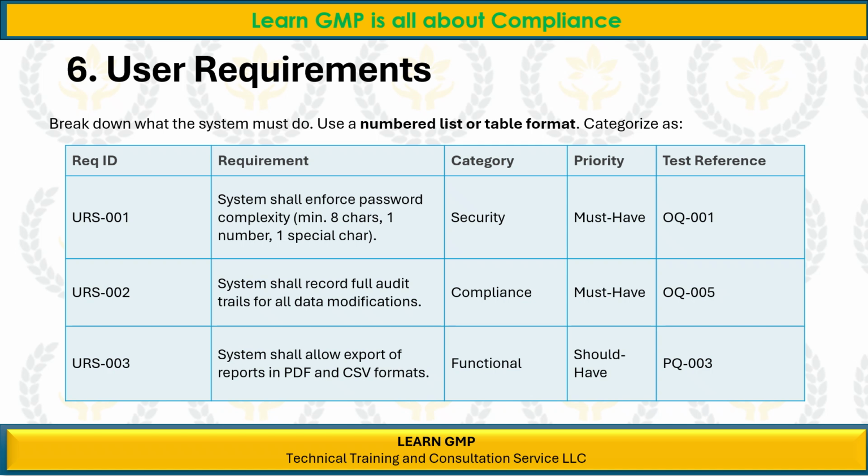Requirement ID: URS 002. Requirement: System shall record full audit trails for all data modifications. Category: Compliance. Priority: Must have. Test reference: OQ 005. Requirement ID: URS 003. Requirement: System shall allow export of reports in PDF and CSV formats. Category: Functional. Priority: Should have. Test reference: PQ 003.